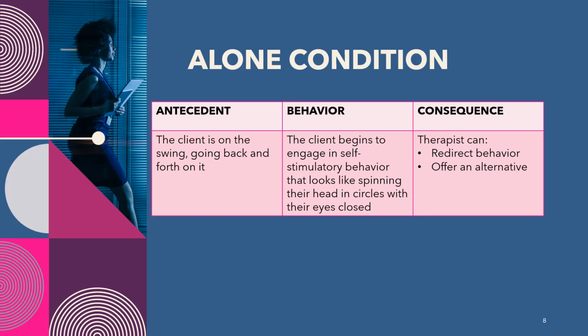In the alone condition, the client is on the swing going back and forth on it. The client begins to engage in self-stimulatory behavior that looks like spinning their heads in circles with their eyes closed. The therapist can redirect or offer an alternative. In our alone condition, this is where we see automatic reinforcement that doesn't necessarily depend on attention, escape, or tangibles.